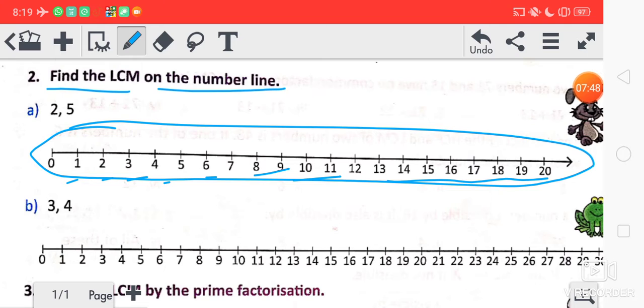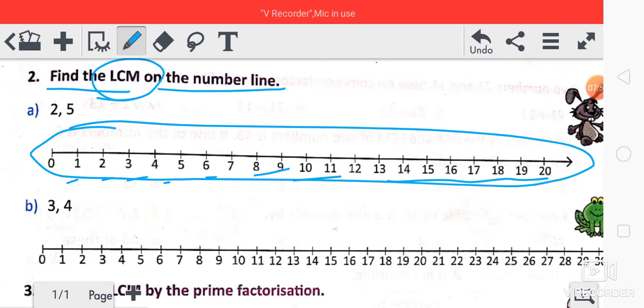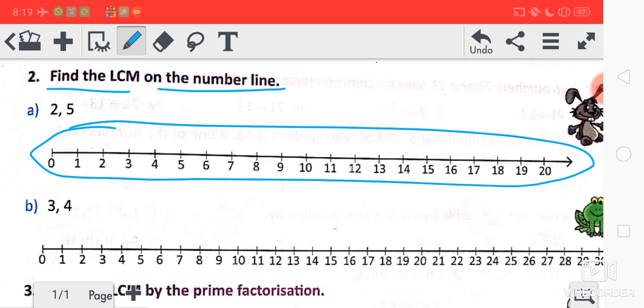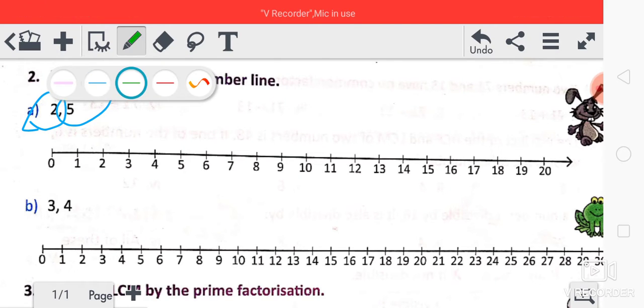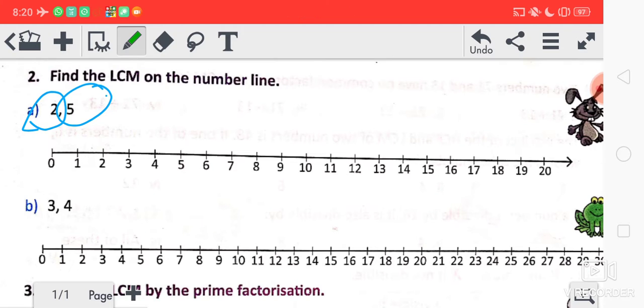Now we have to find the LCM. LCM means lowest common multiple. So how will we find the lowest common multiple? What do we have to do first? First we have to mark the multiples. Multiples of what? First of all, multiples of 2, then multiples of 5. Okay, so we'll write multiples of 2.